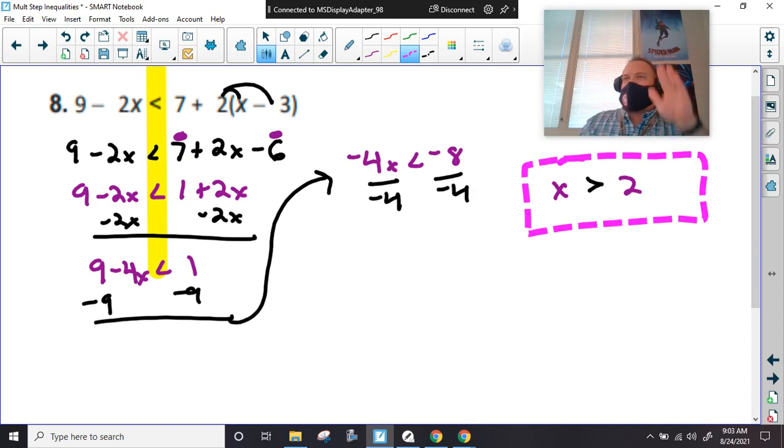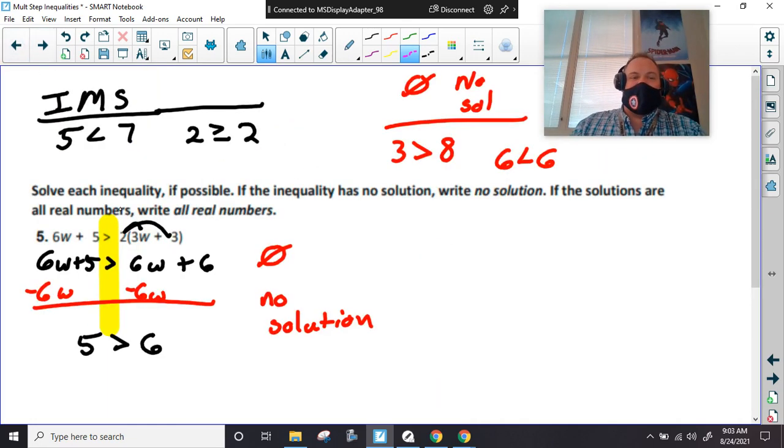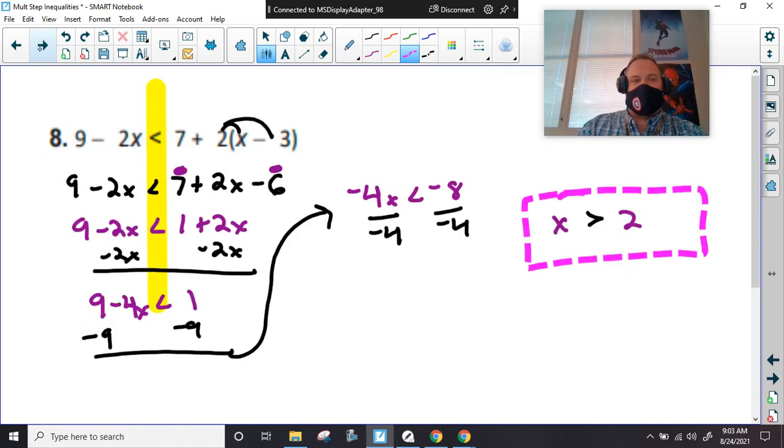I'm running down, I'm like, okay, I got no solution on the first one. I got IMS on the second one. I'm getting numbers. I would start doubting myself right here. I would go back and double and triple check myself. Okay, but you have to remember in the directions, solve the inequality if possible. These last two were possible. Okay.